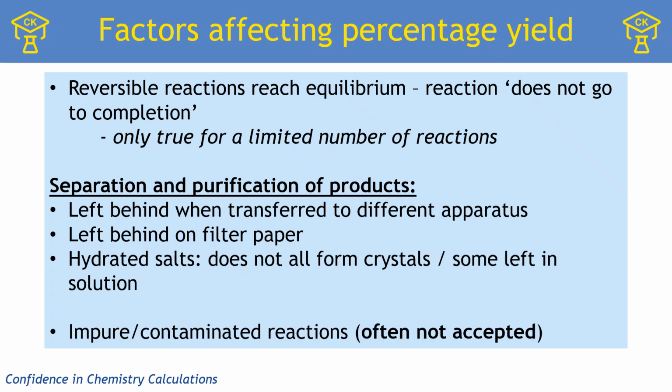Finally, you may sometimes see marks awarded for saying that the reason you didn't get 100% yield is that your reactants were not pure, or that they were perhaps contaminated, so maybe you had something else present. That, however, is often not accepted, so leave that as a last resort and try to refer mainly to the practical procedure and places where you may have left some of your product behind.